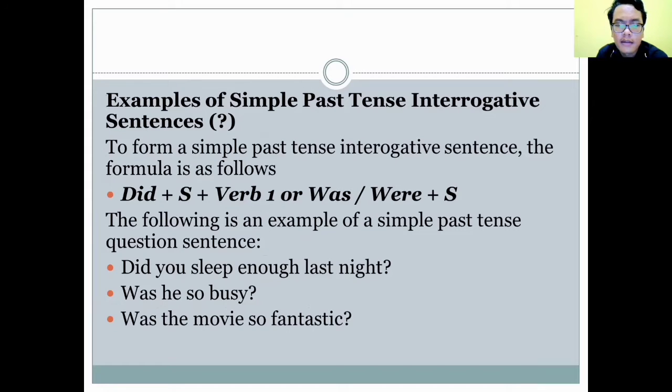Example of simple past tense interrogative sentence. To form a simple past tense interrogative sentence, the formula is as follows: did plus subject plus verb 1, or was or were plus subject. The following is an example of a simple past tense question sentence. First, did you sleep enough last night? Was he so busy? Was the movie so fantastic? So, thank you.